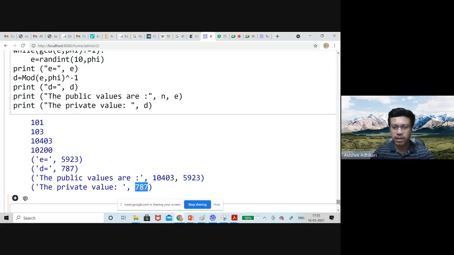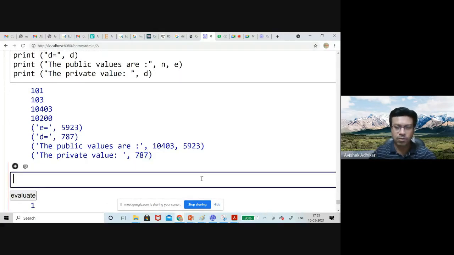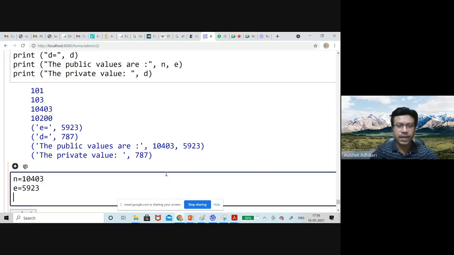Okay, now next what I'm going to do is I want to encode it, right? So that will be the idea of the sender, not the receiver. So what he will do, he will collect the plain text. He will collect the values of E and N. Remember, I need to put these values at N and E. So what is my N? N is my 10403, right? And my E is 5923.